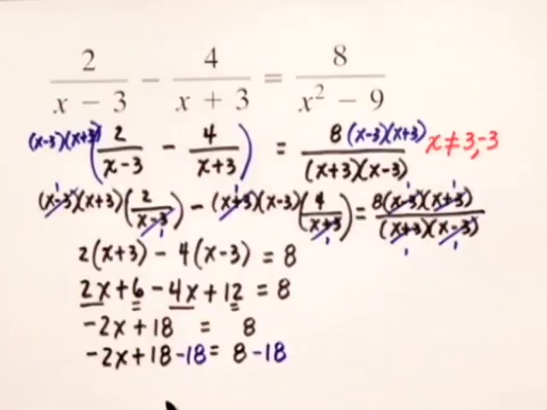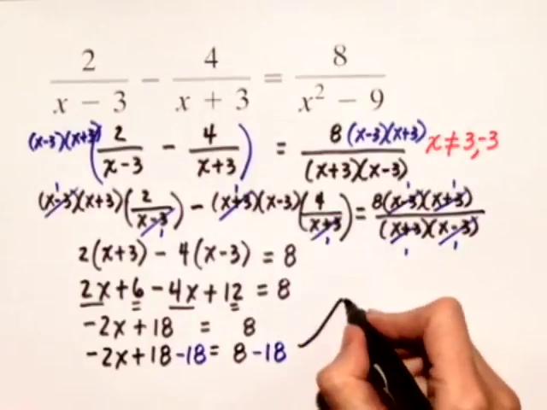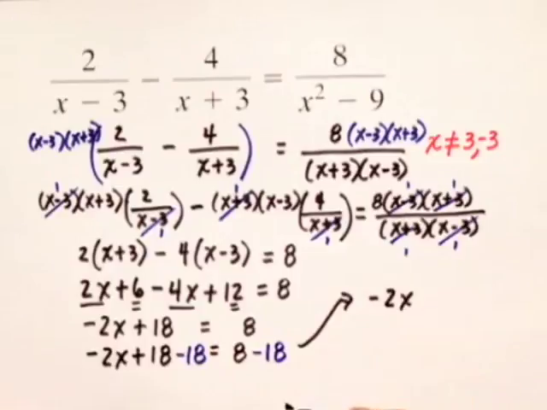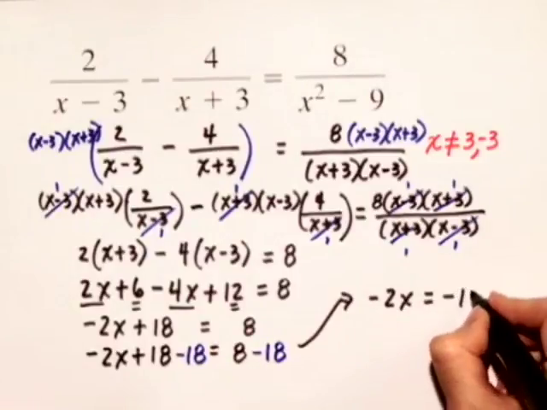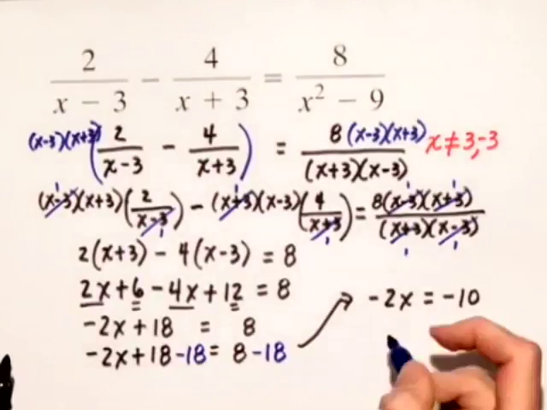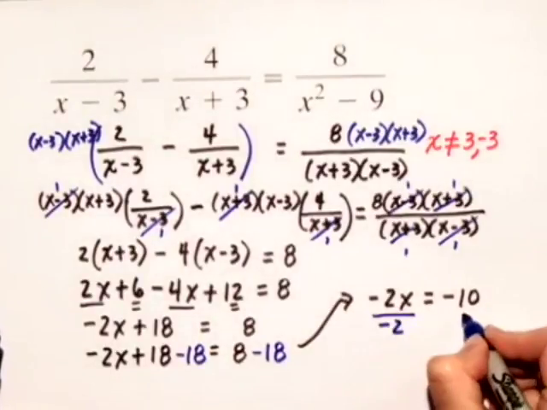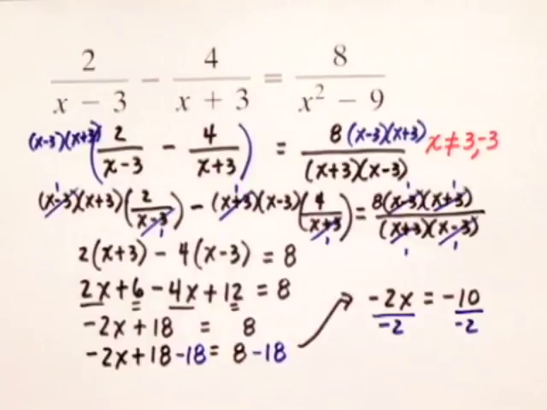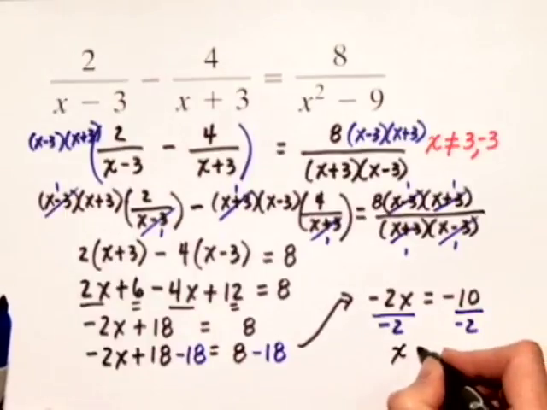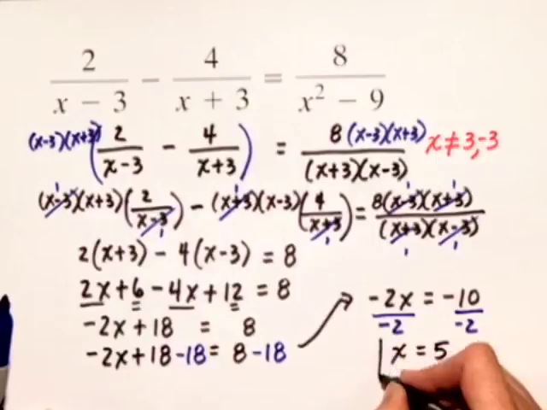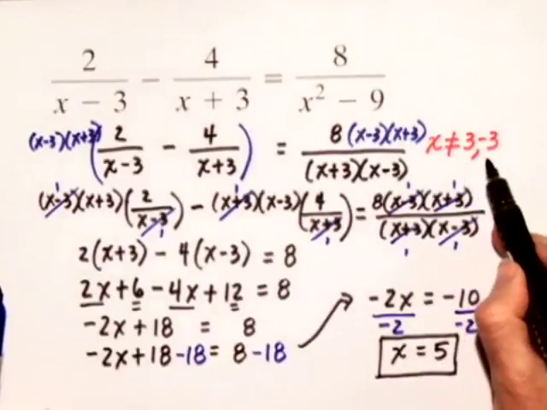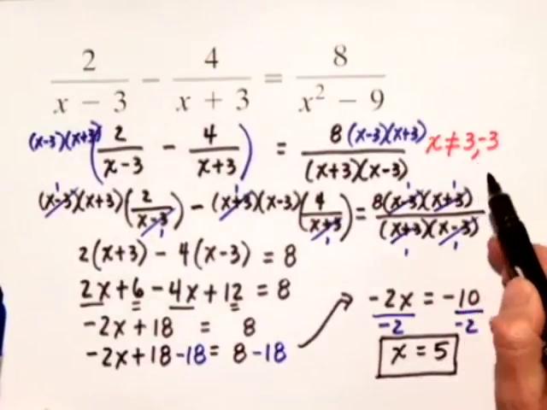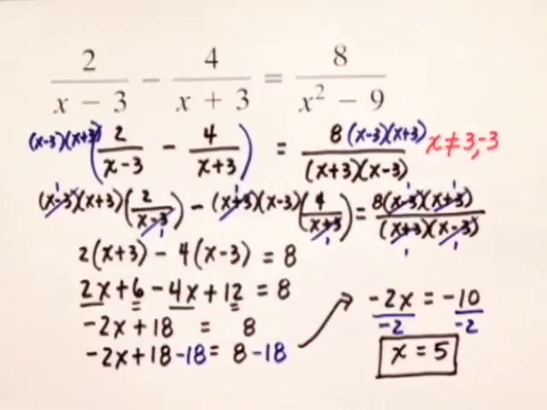When we simplify this, now we have simply negative 2x on the left-hand side is equal to 8 minus 18, which gives us negative 10. Our last step is to divide both sides by negative 2, and we're left with our solution, x is equal to positive 5. Now notice that this solution, x equals 5, is not part of our restricted values that we talked about in the beginning. So our solution set is x is equal to 5.